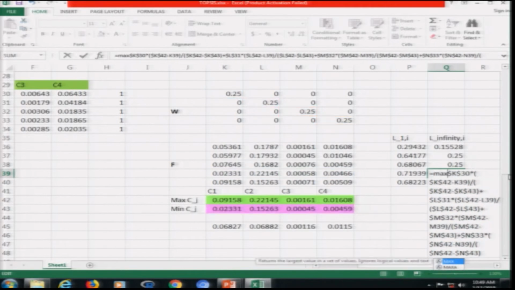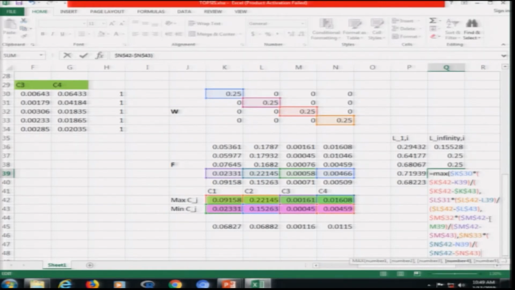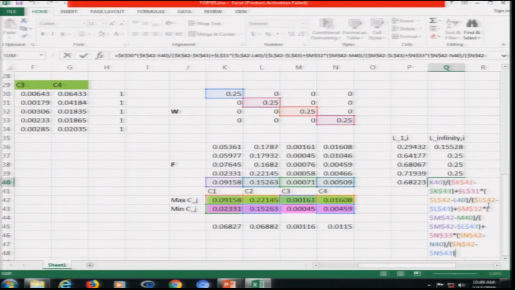I put a max, this is for the L infinity norm. So, these are comma, comma, so closing bracket for the maximum, and similarly let me put a maxima here, then remove the plus because we will compare them.